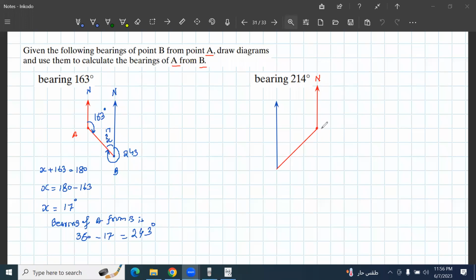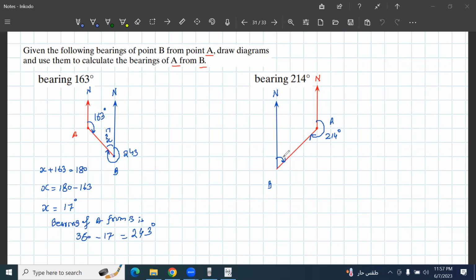So see here, this is point A, and the bearing of B from A is given as 214. We are looking for the bearing of A from B, which means measuring from north to the right. This one is the bearing. So how do we calculate it?